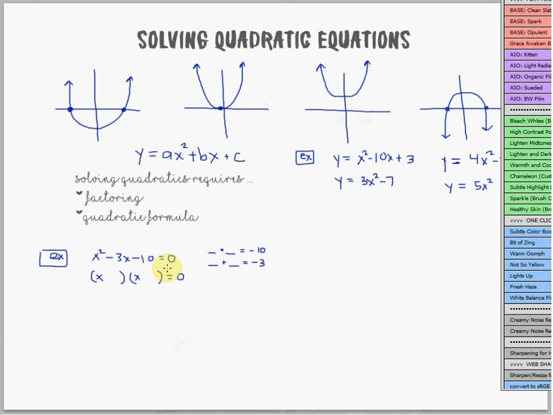So we're looking for what multiplies to give you negative 10. 2 and 5 can multiply to give you 10, and so can 1 and 10. Because this has to add to negative 3, we know it has to be 5 and 2, and it needs to be a negative 5 and a positive 2.